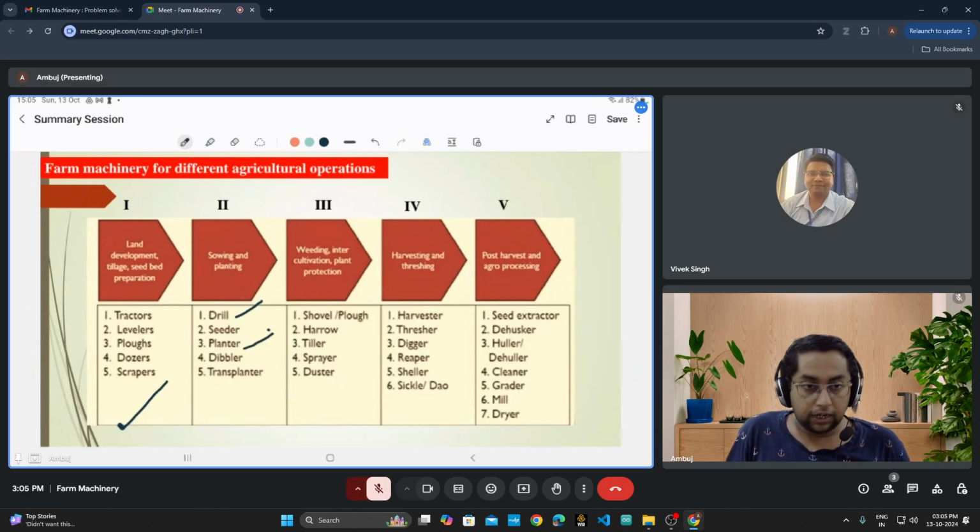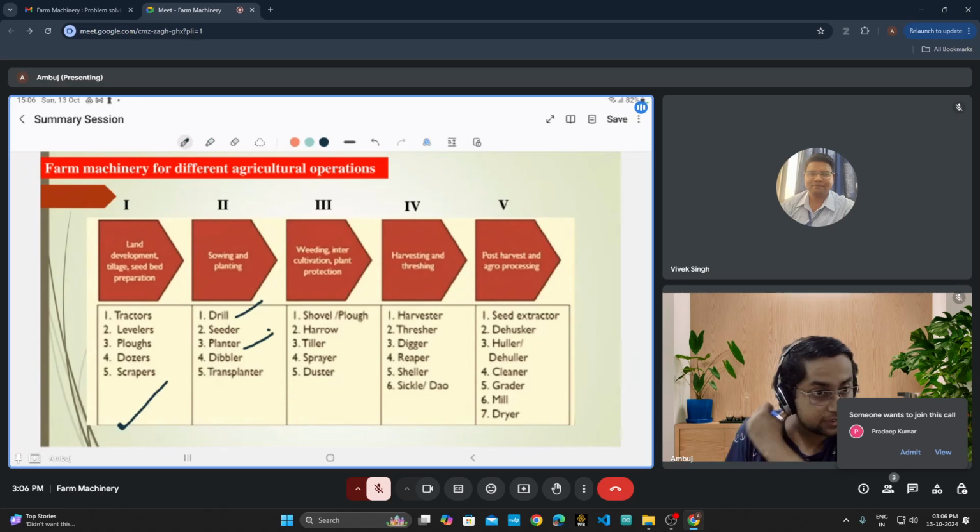The dibbler is also there. A dibbler is a device which digs a hole and plants the seed inside it. The transplanter is also there. The transplanter has the facility to transplant the crop. Transplanting the crop means first growing the seedling in a nursery, particularly done for paddy. Then, with the help of the transplanter, we transplant the seedling into the field.